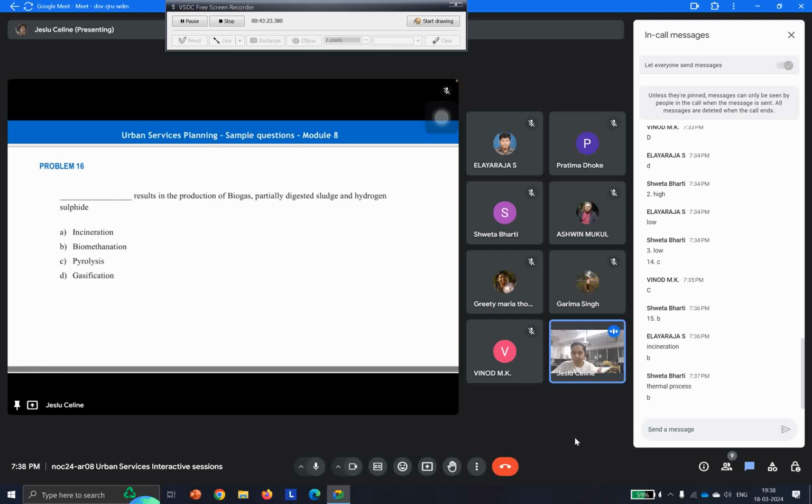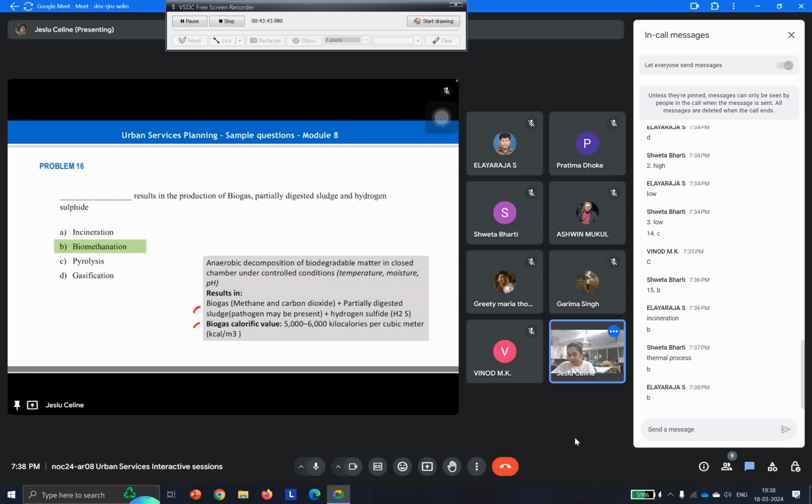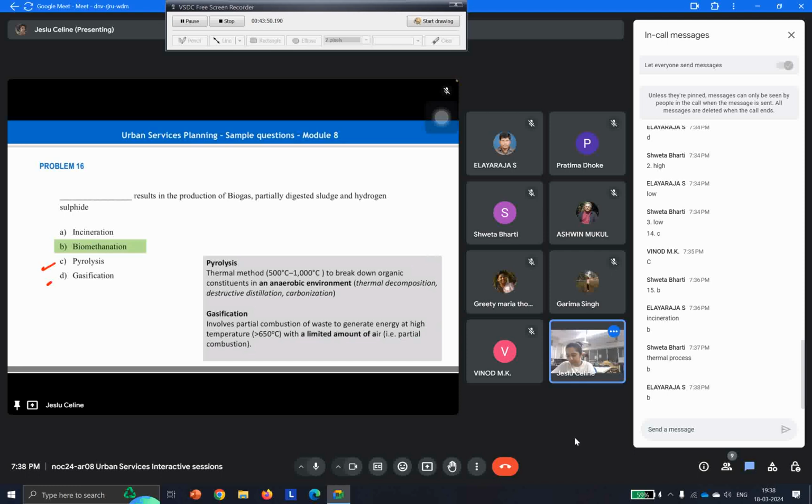Yes, it is biomethanation itself. We have discussed that after biomethanation, the products we get are biogas, partially digested sludge, and then H2 and hydrogen sulfide also. Yes, let's proceed on. So this is what we discussed in the lecture, whereas in the other processes, we have discussed this already.